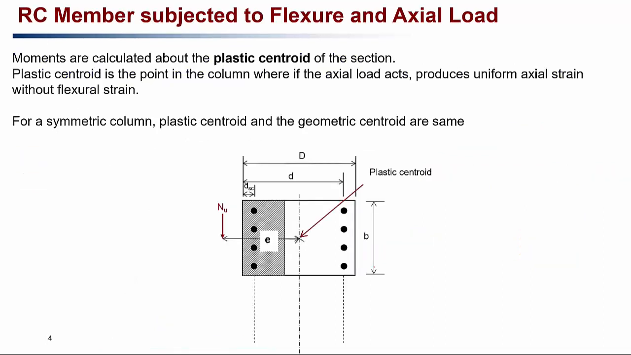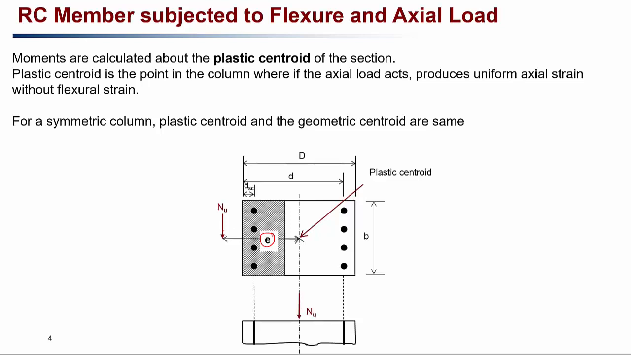Now, for the columns, the moments are calculated about the plastic centroid of the section. The plastic centroid is the point in the column, like this one, where if the axial load acts on it, it produces uniform axial strain without any flexural strain. That means if the axial load acts on the plastic centroid, there won't be any bending moment, only pure axial compression. For a symmetrical column, the plastic centroid and the geometrical centroid are the same. For example, in this case, they are the same because the column is symmetrical. Now in this case, the load is not acting at the plastic centroid, it is acting at an eccentricity of E. So there will be a bending moment. If we draw that one, it will look like this.